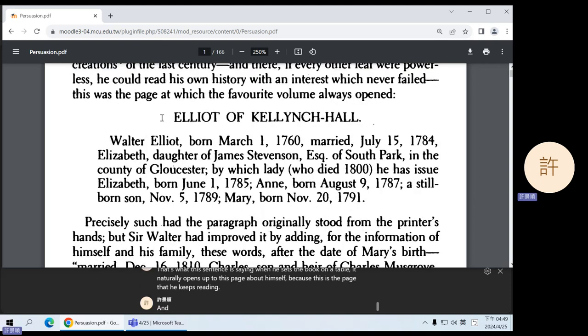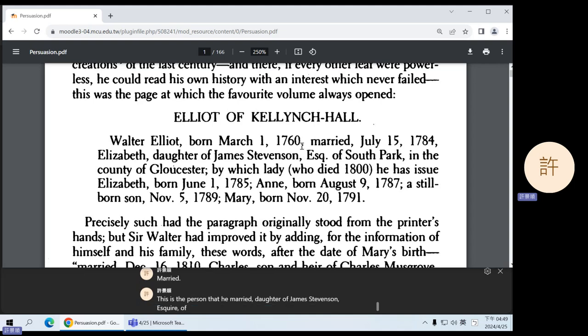And this is the part of the book. Eliot of Kellynch Hall. Walter Eliot, born March 1st, 1760, married July 15th, 1784. Elizabeth, this is his wife, right? Married, this is the person that he married. Daughter of James Stevenson, Esquire of South Park. So this is his father-in-law.